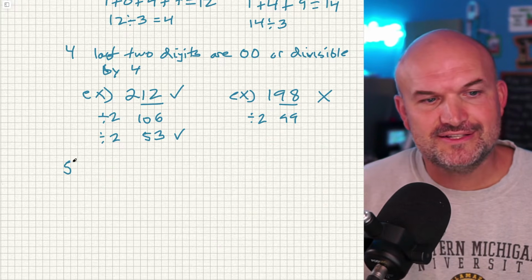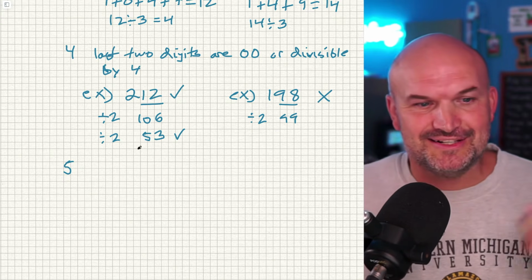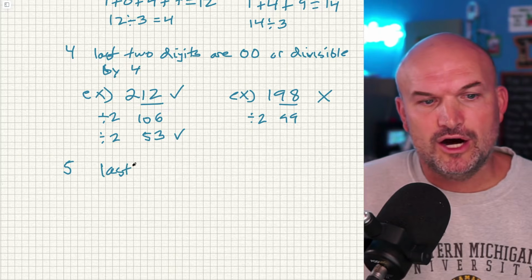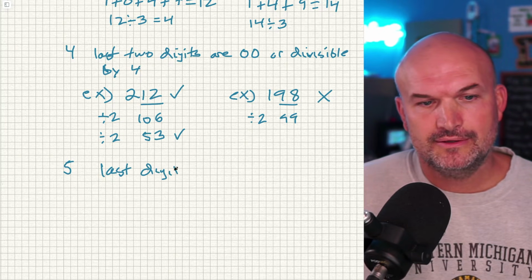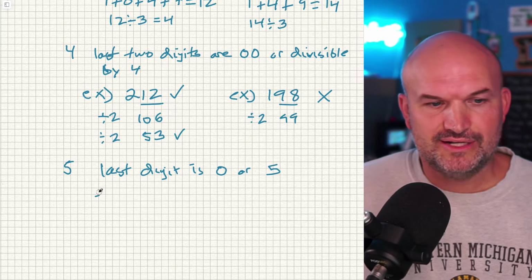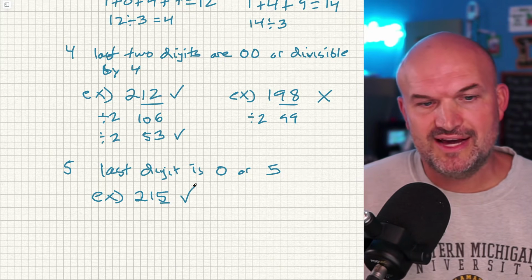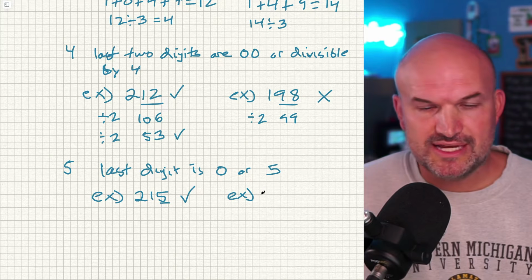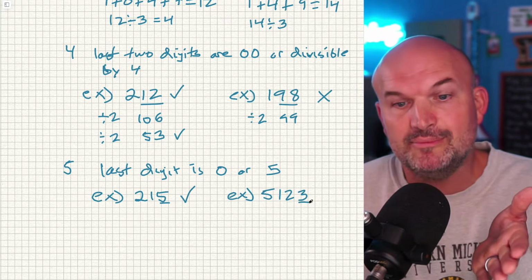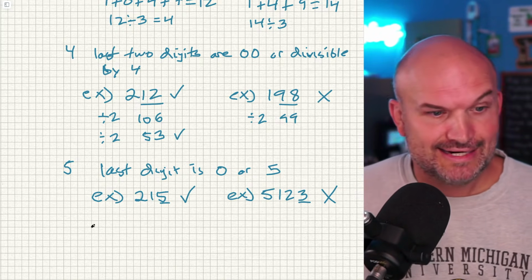Now, number 5 is going to be one that a lot of students will probably just remember. We'll add it in here because it's easy. For number 5, all we need to do is look at the last digit. All we need to understand is the last digit is a 0 or a 5, right? So this one's pretty simple and self-explanatory. If I have 215, obviously the last digit is 5, we're good to go. If I have another example of 5,123, again, we don't care about the first digit, we only care about the last digit. So this is a good non-example.